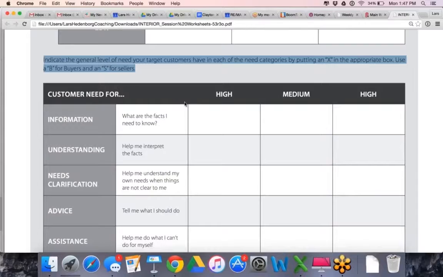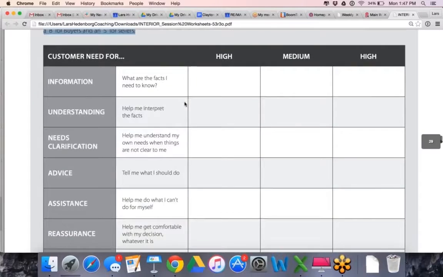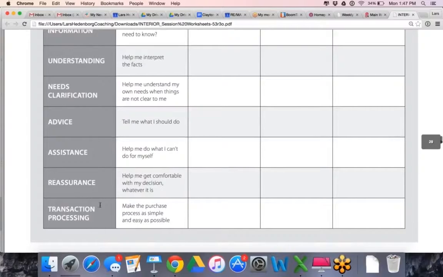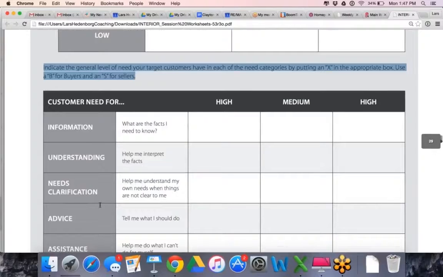So do you think a buyer's need for information is high, medium, or low versus a seller? I don't know. I would think for buyers, I don't think they have a need for as much information. There are other things like reassurance and those types of things, and maybe transaction processing if they're a first-time buyer. For sellers, I do think, what are the facts? I think that's higher for sellers. So I'd put a buyer at medium low over here and a seller in the high.